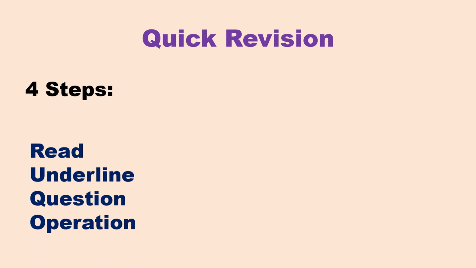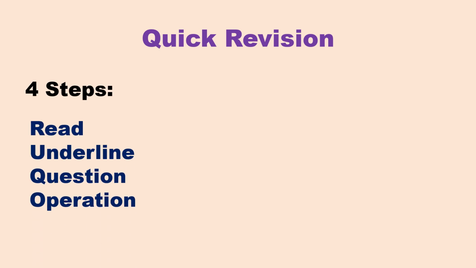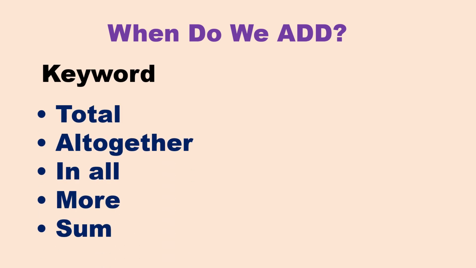Before we start, let's quickly remember our 4 steps. First is read slowly. Second, underline important numbers. Third step, understand the question. And our fourth final step is choose the correct operation. We will use these 4 steps again today. When do we add? We usually add when we see words like total, altogether, in all, or more.